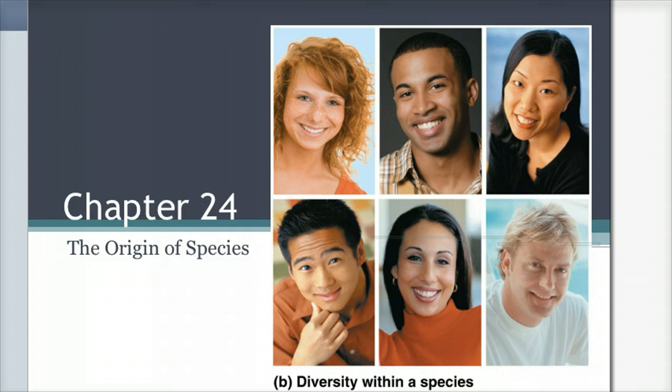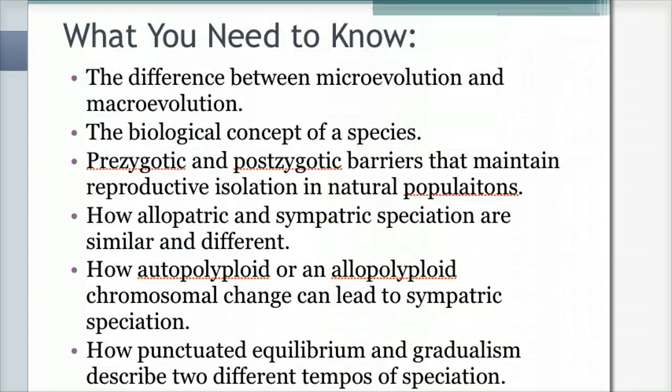So let's get on to the origin of species. Again, we're going to go through this really quickly. What we're going to talk about: micro and macro evolution, and what a species means. Then we're going to talk about pre-zygotic and post-zygotic barriers that maintain reproductive isolation. And the last thing we're going to cover today is how allopatric and sympatric speciation are similar and different. So these first 4 bullet points are the things we're going to go over relatively quickly.